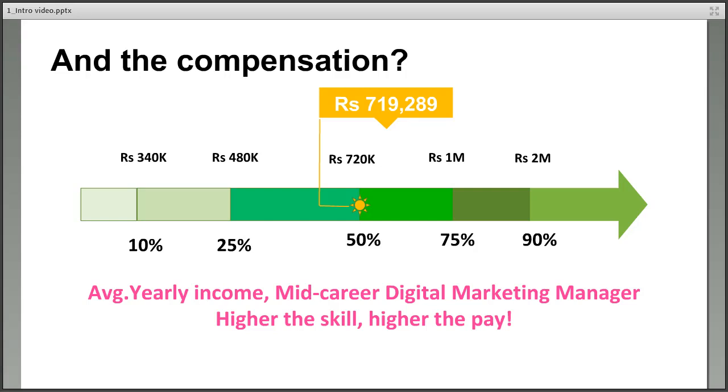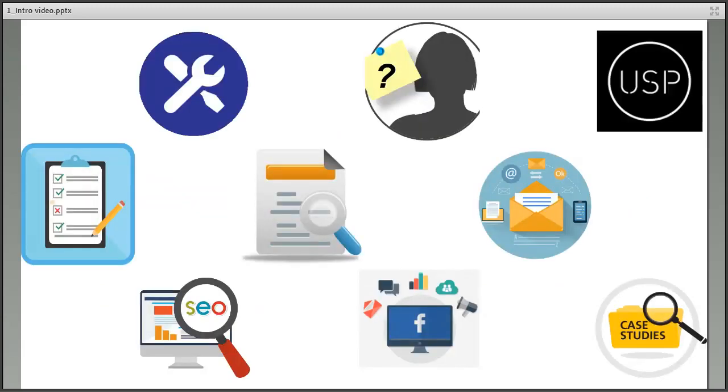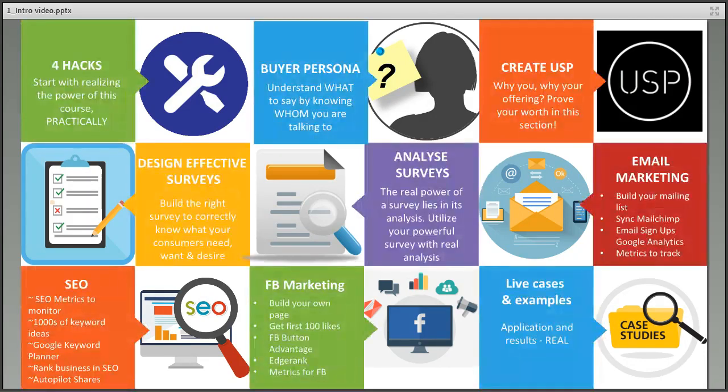Hence, this particular course will focus on giving you targeted and guaranteed results. So, let us have a look at what is in store for you in this particular course. First of all, we are going to start with 4 hacks. These hacks will help you realize the power of this course practically. We are going to apply 4 hacks and see instant results and the instant power of digital marketing. This is going to make sure that you are satisfied and you strongly believe in the power of digital marketing.